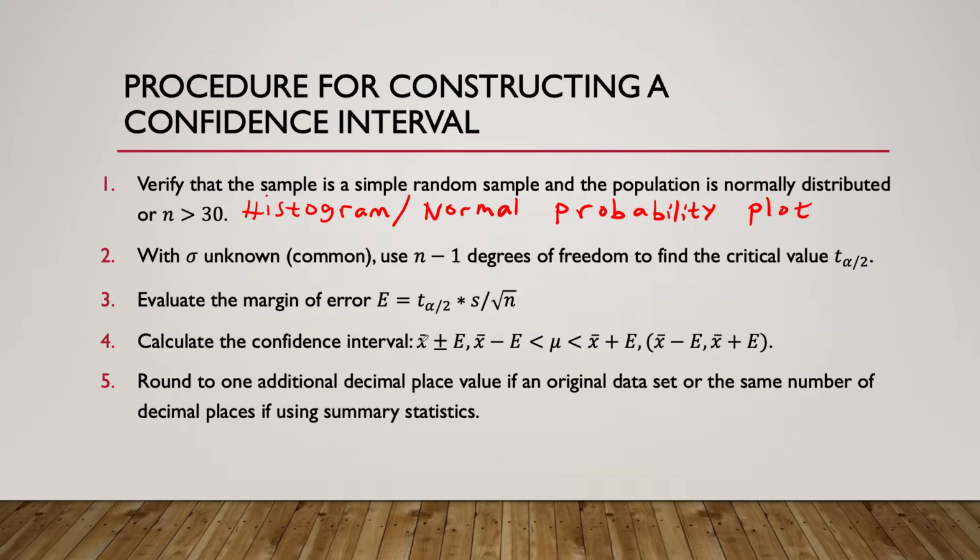The confidence interval, again, will be x bar plus or minus the margin of error. And we would round to one additional decimal place value if an original data set, or the same number of decimal places if using summary statistics.